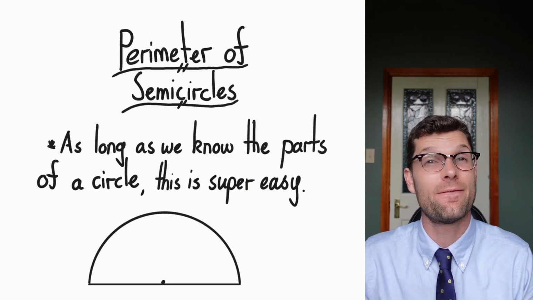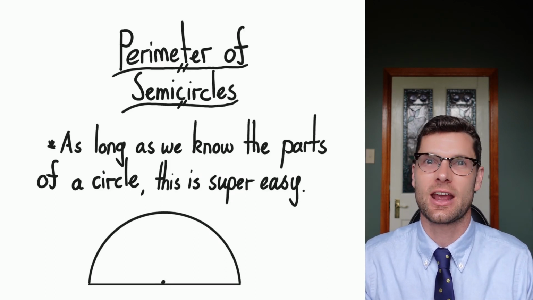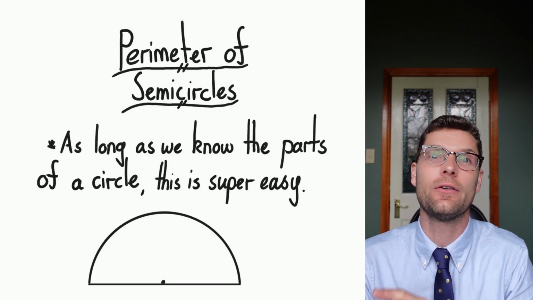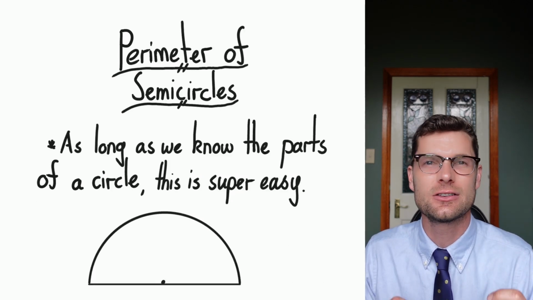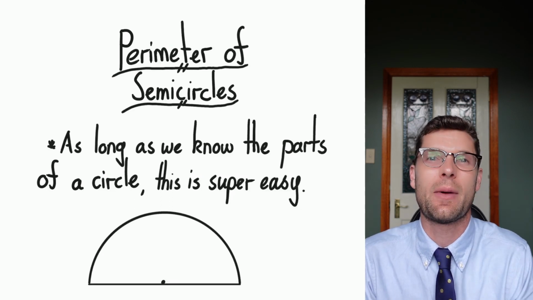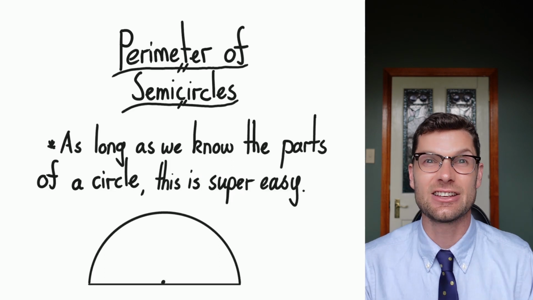Today we're going to look at how to find the perimeter of a semicircle. Notice that I didn't say the word circumference. Circumference is only for the entire distance around a whole circle. So for a semicircle, we're just going to still talk about it as perimeter, the distance around the whole shape. This is actually incredibly easy.